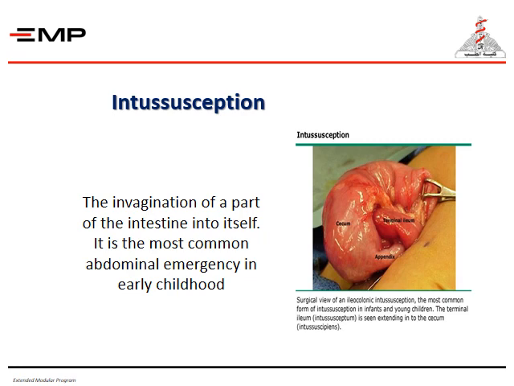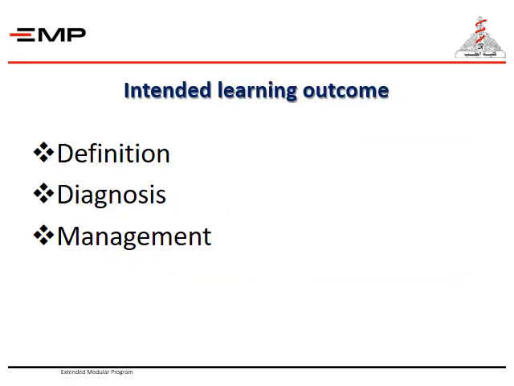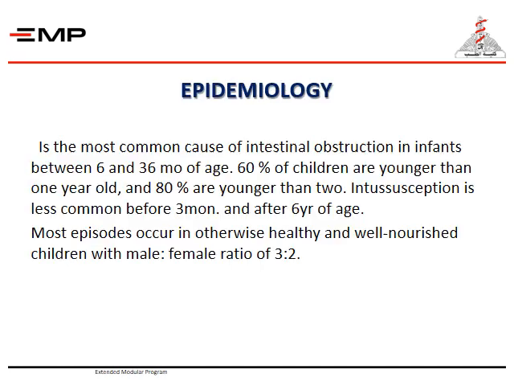Intussusception is the invagination of a part of the intestine into itself. It is the most common abdominal emergency in early childhood. In this lecture, our learning objectives are to cover definition, diagnosis, management. It is the most common cause of intestinal obstruction in infants between 6 and 36 months of age. 60% of children are younger than 1 year old, and 80% are younger than 2. Intussusception is less common before 3 months and after 6 years of age.